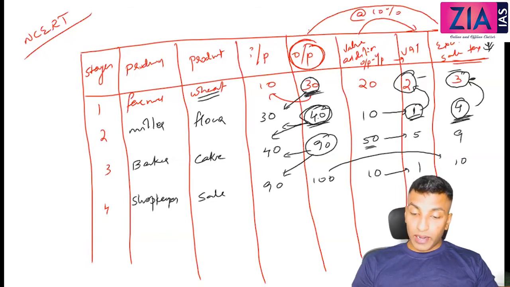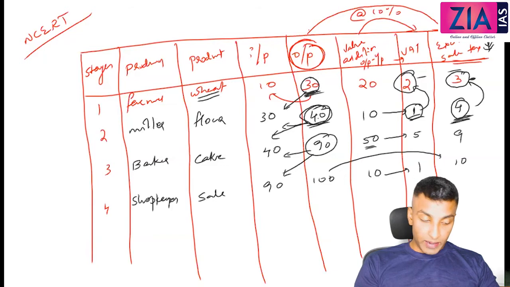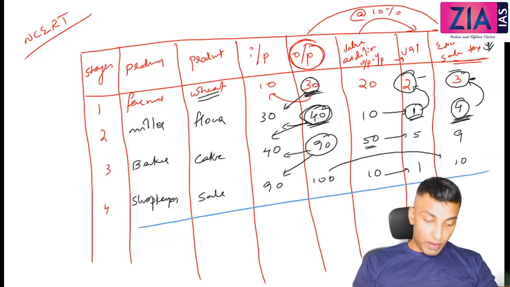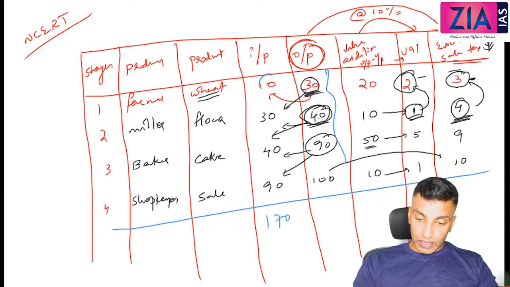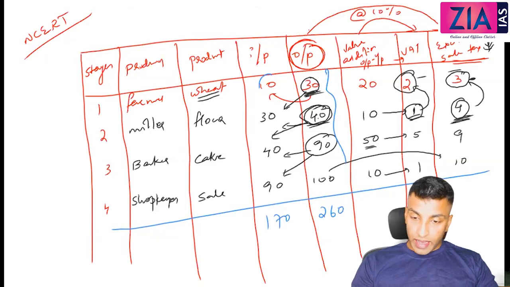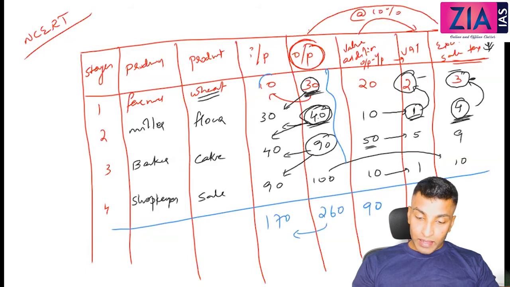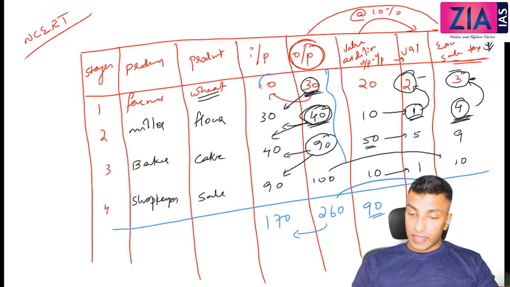So if you calculate ultimately how much tax you paid, okay. So input, if you add up all these, it will come around 170, and output, if you add everything, it will come around 260, right? And value addition, this difference, that is 90. So if you calculate upon value addition, the tax is 9 rupee, 10%. But if this is the case, it will be 26 rupee.